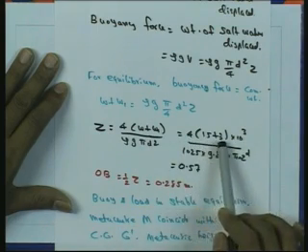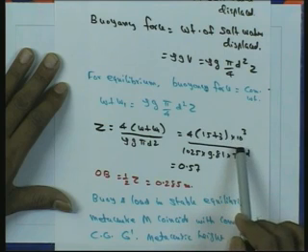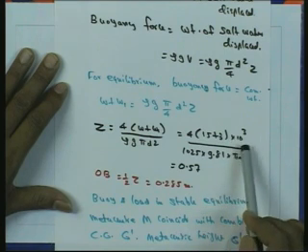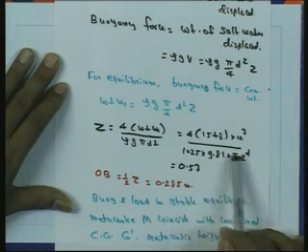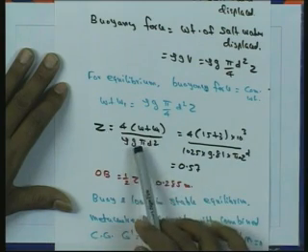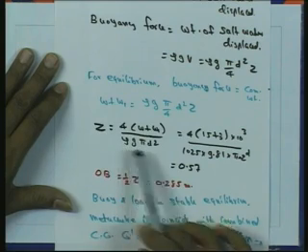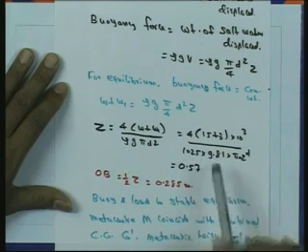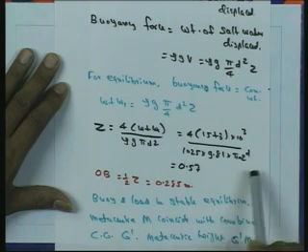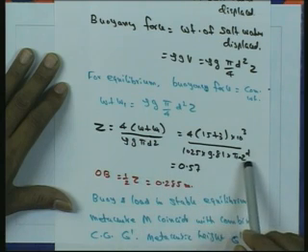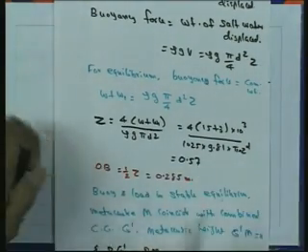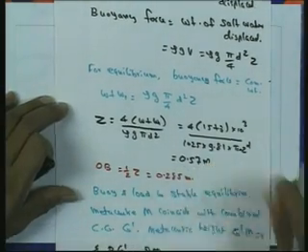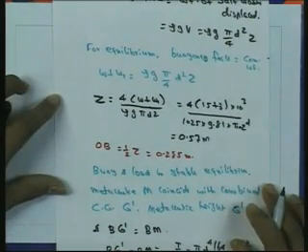So 4 into 15 plus 3 kilonewton. We want to determine it in terms of newton, so we multiply by 1000, divided by rho G, where the density of salt water is 1025, into G, 9.81, and pi d square, where 2 meter is the diameter of the buoy, so pi into 2 square. That will give Z as 0.57 meter. So we get the depth of immersion of the buoy as 0.57 meter.